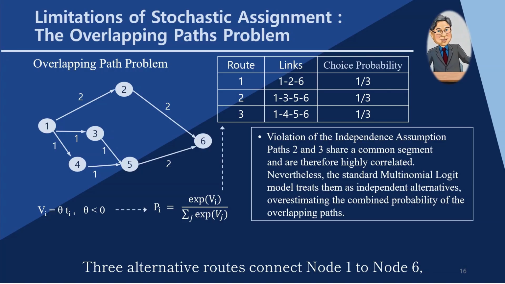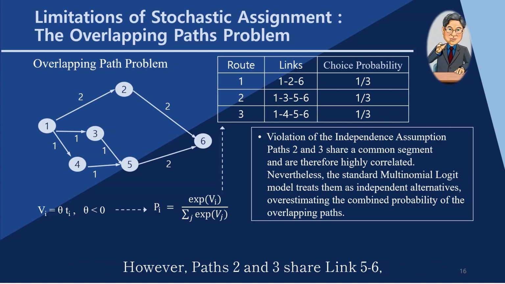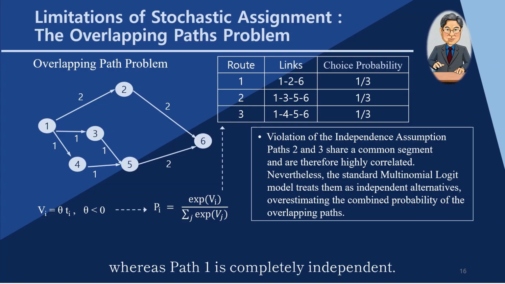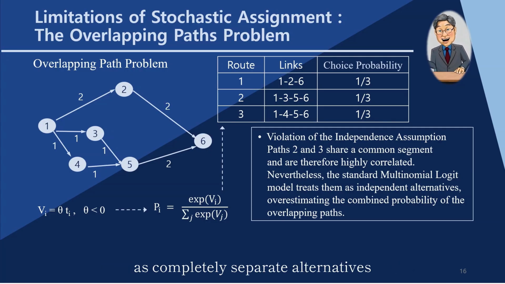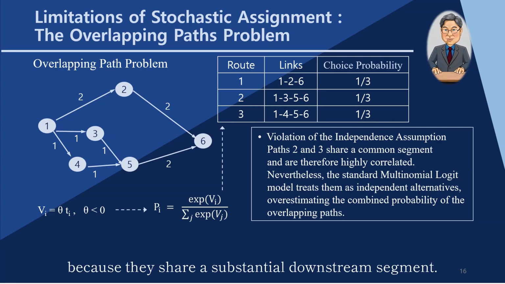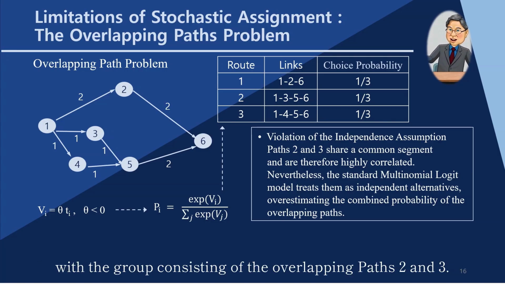Three alternative routes connect node 1 to node 6, and all three have the same total travel time of 4 units. However, paths 2 and 3 share link 5-6, whereas path 1 is completely independent. From a behavioral perspective, travelers are unlikely to perceive paths 2 and 3 as completely separate alternatives because they share a substantial downstream segment. Instead, they are more likely to compare the independent path 1 with the group consisting of the overlapping paths 2 and 3.